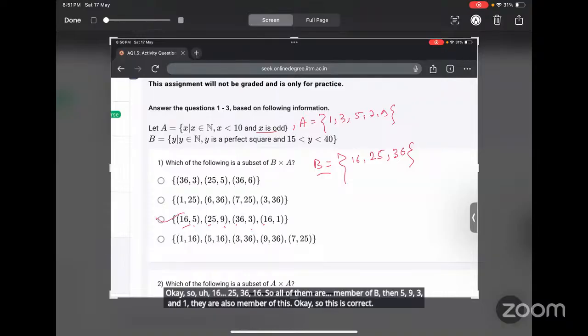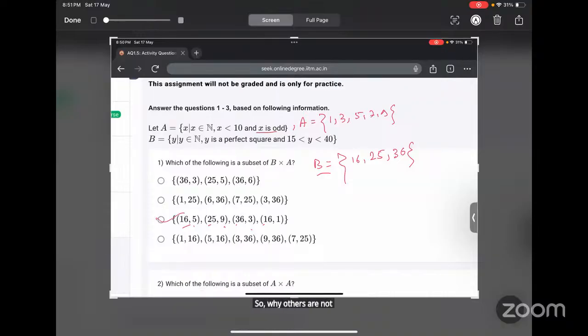So why are others not correct? What about the first one? Because when there is 6 in the second one, ma'am, it starts with A rather than B. Yeah. And the third one? Ma'am, same as the previous one.